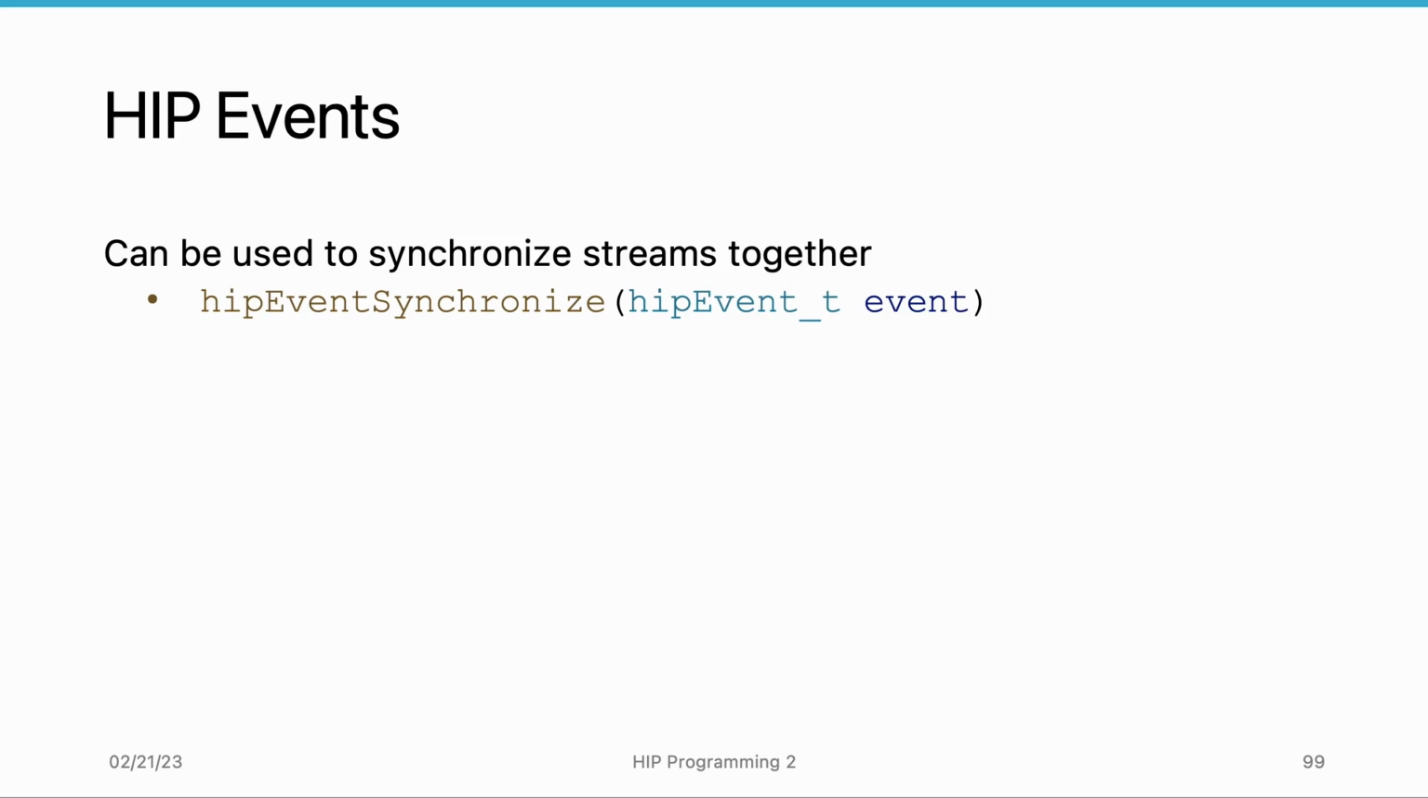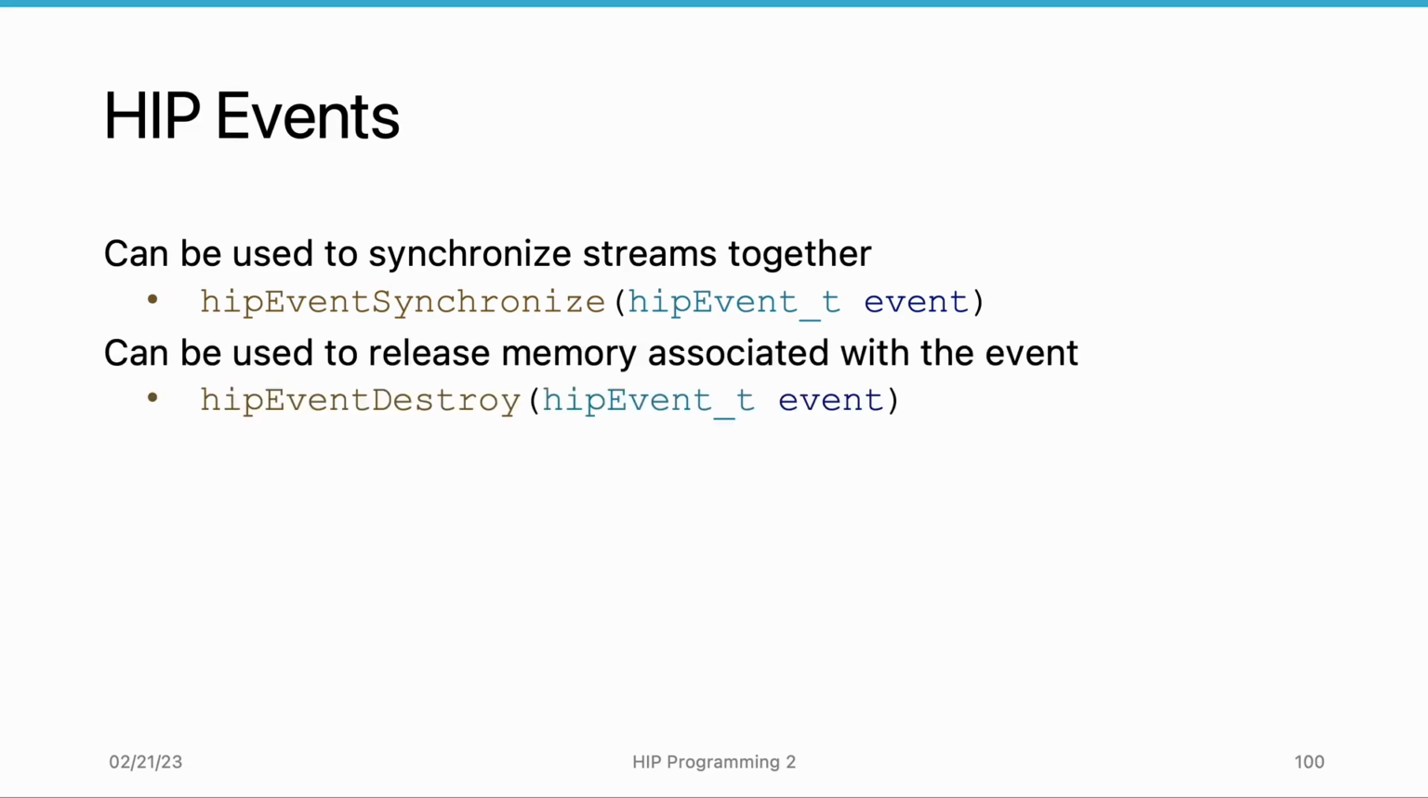Heap events are also used to synchronize streams together. Heap event synchronize is a heap API function that blocks the host thread until the event is completed. This function ensures that all previous operations in the specified stream associated with the event have completed and the event has completed its work. This function can be used to enforce a particular ordering between events in different streams. The function heap event destroy releases the memory associated with a heap event. The argument event is the handle to the event that needs to be destroyed.